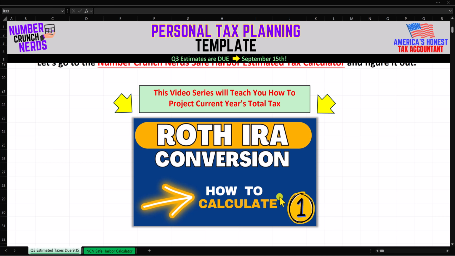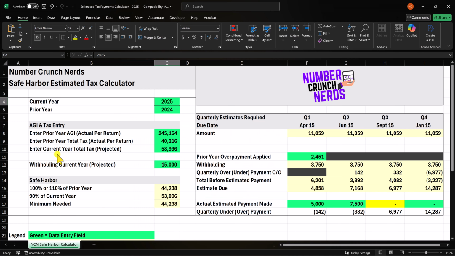This is the first video in a 10-part video series on how to calculate Roth IRA conversions. I suggest you watch videos 1 through 4 of this series because it is this video series that will teach you how to project current year's total tax, which you can then use for purposes of figuring out your estimated tax payments based on a current year projection.